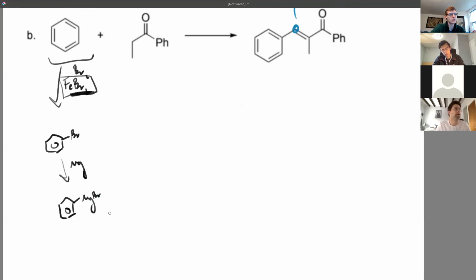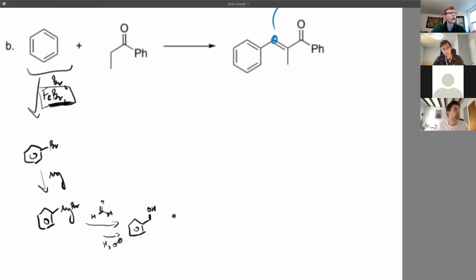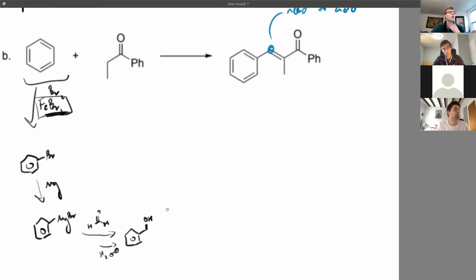And if we felt comfortable with that bromine, we could just use FeBr3 to convert that back to a bromine if we wanted to. This primary alcohol, if we choose, we can make it into a bromine. That's an option.